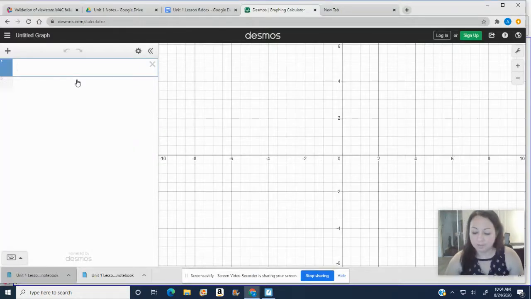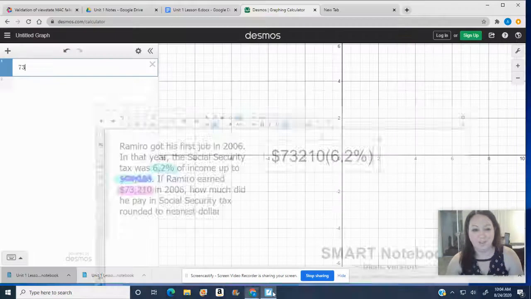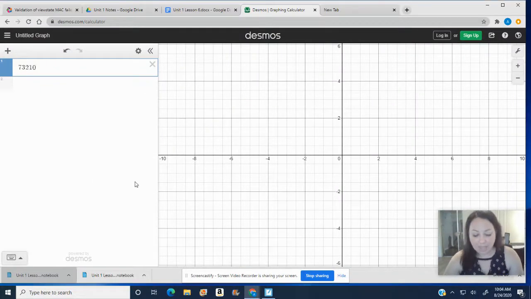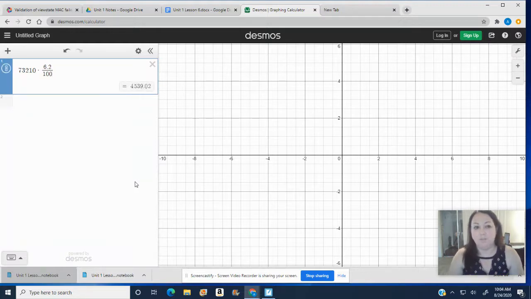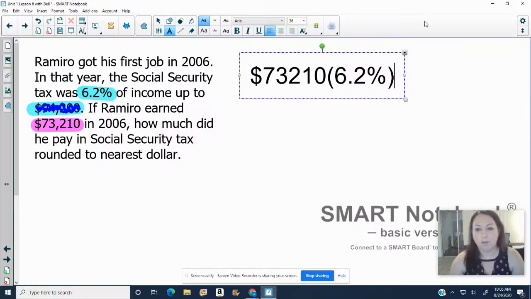So when I go to Desmos, I have he earned $73,210, and I'm going to multiply that. If I want to keep it easy, I'm going to say 6.2% is just 6.2 divided by 100. So I can see that what he's going to owe for Social Security that year, or what he paid into Social Security that year, is $4,539.02.